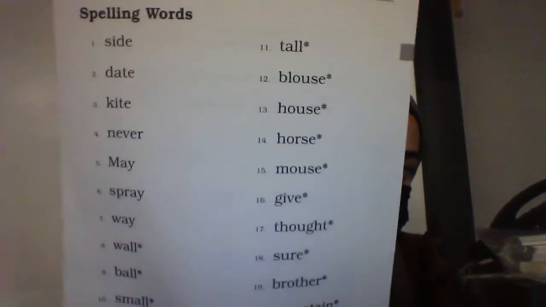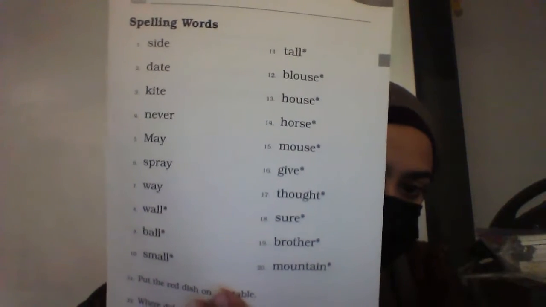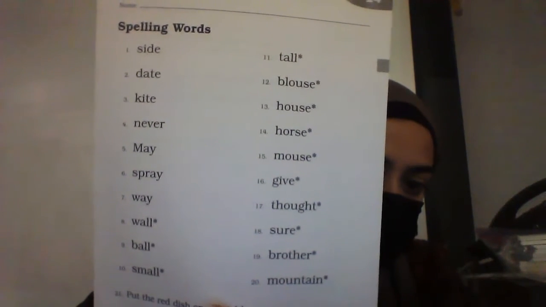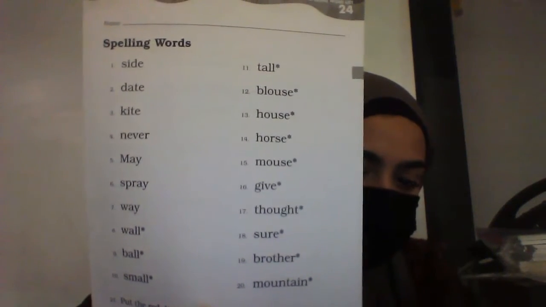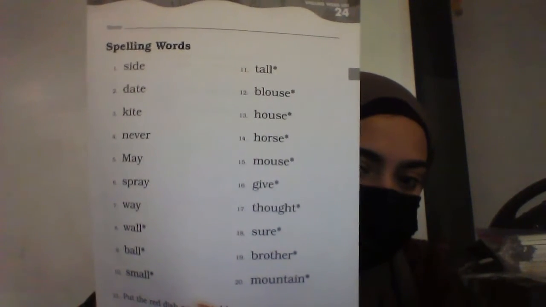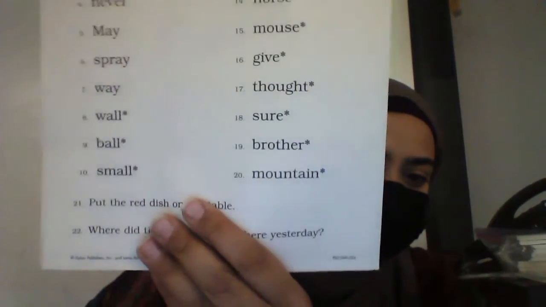All right, so if you take out your spelling high frequency word practice, we have a new spelling list. Spelling list word 24. Let's go ahead and read these words together. These are the words that you will have a spelling test over on Friday. So make sure you are practicing these words throughout the week. Let's read the new words. Number 1 is side, date, kite, never, may, spray, way, wall, ball, small, tall, blouse, house, horse, mouse, give, thought, sure, brother, mountain.